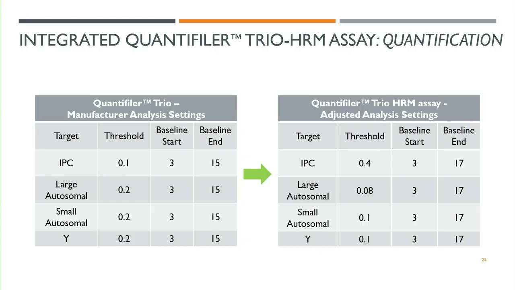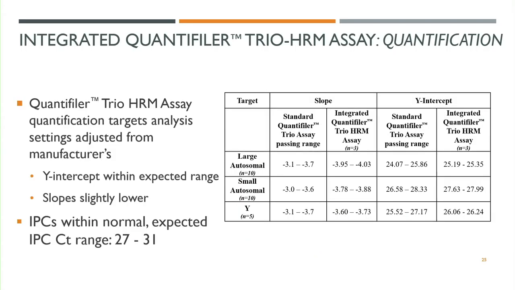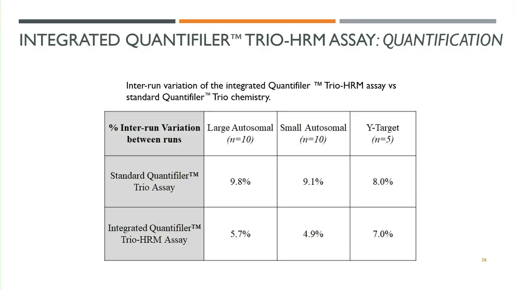So we also had to adjust the analysis settings. And when we did, we had standard curves that looked good. This time, our slopes were slightly lower, but they were consistently lower. And so that is okay in terms of quant. Our Y-intercepts, our R squares were all within normal values. Even our IPC was unaffected.